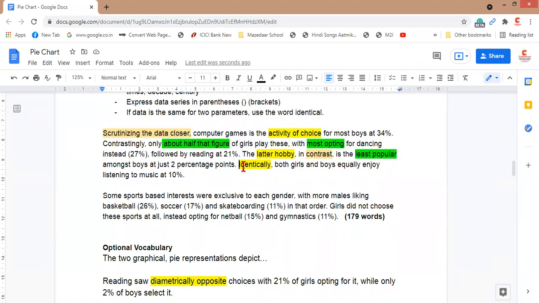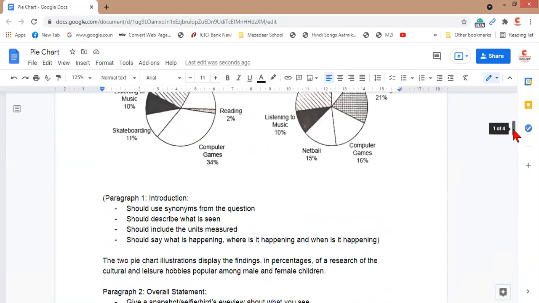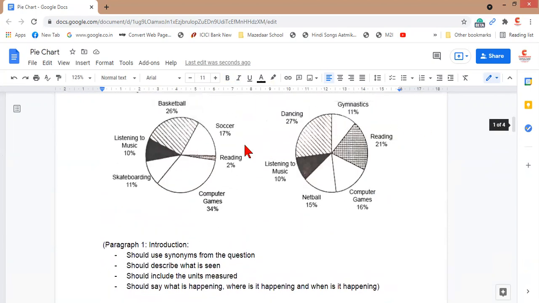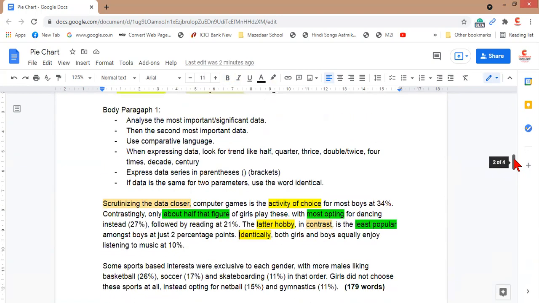And then here's a nice tip. You can use identically whenever data is the same in both. Here I used identically. Both girls and boys enjoy listening to music at 10%. If you notice, both of them are 10% for listening to music. So I didn't say both boys and girls have 10%, but I used the word identically. Use that word to get higher scores.